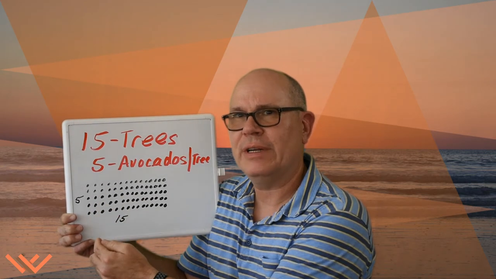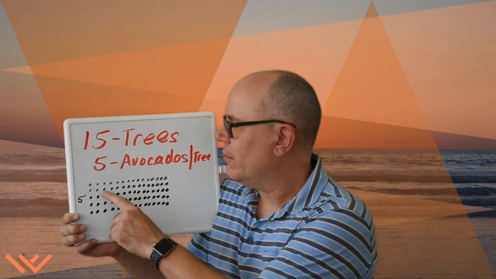I'm going to draw a picture and do the standard algorithm. Follow along. All right, boys and girls. What I did is I wrote out how many trees that they have in their orchard. Remember, they had 15 trees and then 5 avocados per tree. So I have what we call an array or matrix. Do you remember how we can do this? Well, I can use the standard algorithm, or I can do repeated addition.